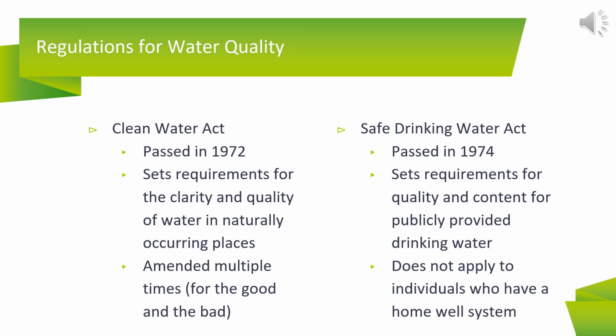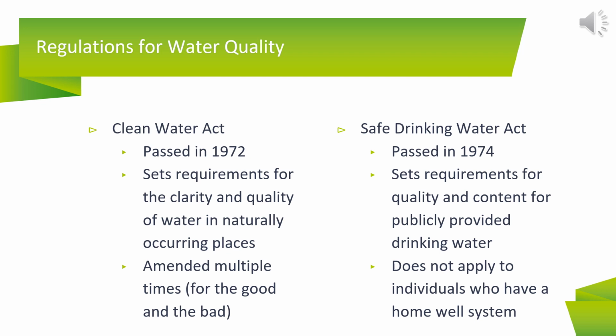Water quality in the United States is regulated by two major laws. The first is the Clean Water Act, which was originally passed in 1972. The Clean Water Act sets requirements for the clarity and quality of water that occurs in a natural location. So in this case, we're looking at what is the water in a river system. And wastewater that is dumped back into a river system is subject to these laws. The Clean Water Act has been amended multiple times, both for the good and for the bad.